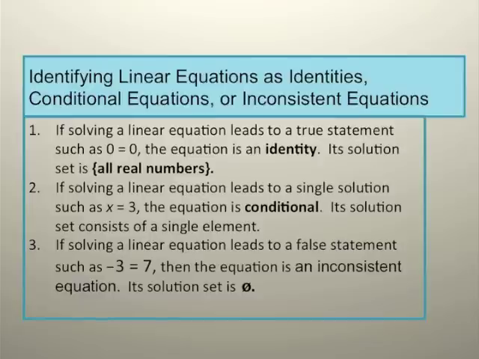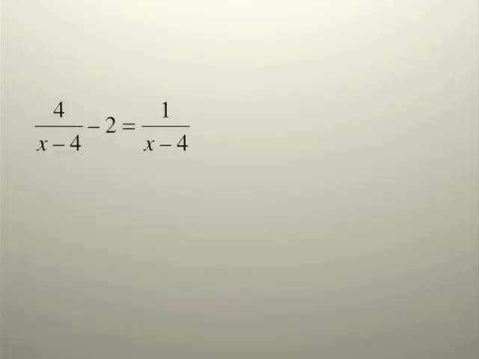So, if you're solving a linear equation that leads to a true statement, such as 0 equals 0, it's an identity, and the solution set is all real numbers. If you're solving a linear equation that leads to a single solution, such as x equals 3, then it's conditional. Usually has a single element for the solution. In solving a linear equation that leads to a false statement, such as negative 3 equals 7, then the equation is an inconsistent equation, and the solution set is the empty set. There is no solution.